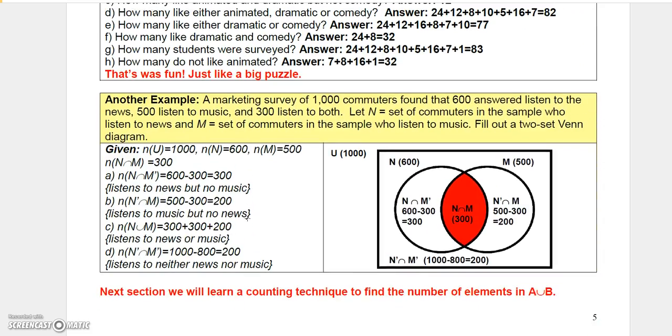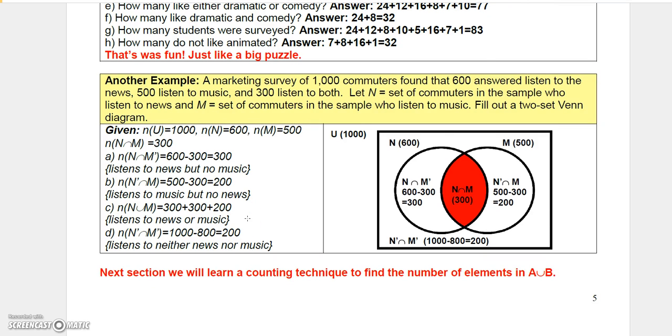And I'll just leave this last one here for you to read, and you can see how to set that up. So just read that and notice how I set that last one up on the Venn diagram. And in the next video, we're going to learn counting techniques to find the number of elements in a union.